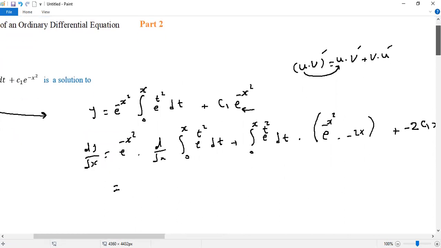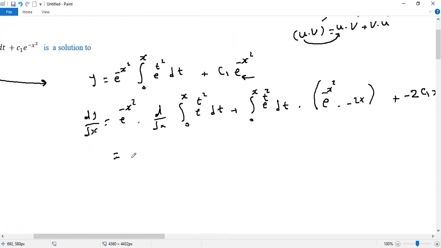Now, for e to the minus x squared times the integral, we use the fundamental theorem of calculus: the derivative of the integral from 0 to x will be f of x. This is the f here. So it will be e to the x squared. This is the derivative of this integral.